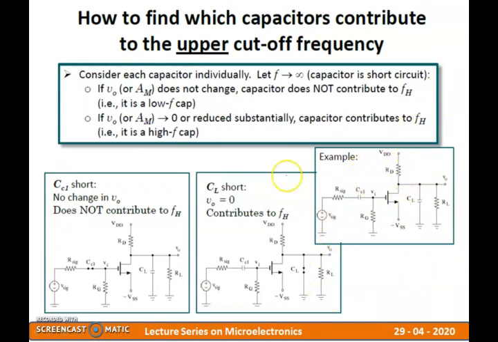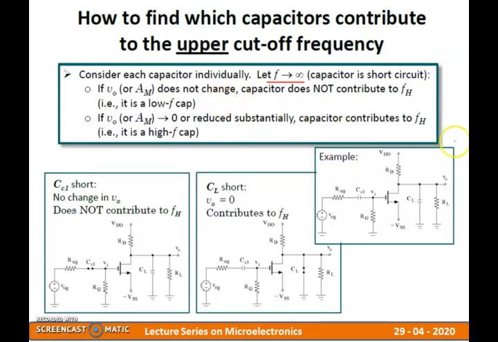Again the same rule: when V0 does not change, that capacitor does not contribute, and if V0 reduces to 0, then that particular capacitor contributes. Now when dealing with the upper cutoff frequency, I am using an upper limit wherein f tends towards infinity, which means the capacitor behaves as a short circuit. So I need to short individual capacitors for my analysis.